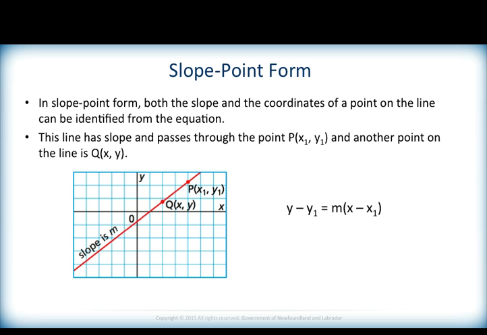So we look at the graph that's given here. Slope is just going to represent m, so that stays as m in our equation. And we're looking at two coordinate points. We're looking at point x1, y1, and we're looking at point Q, x and y. So our slope point formula becomes y subtract y1 equals m, and then in brackets we have x subtract x1. So when we want to look at slope point formula, we will need to substitute in one coordinate point for x1, y1, and determine the slope of the line for m.